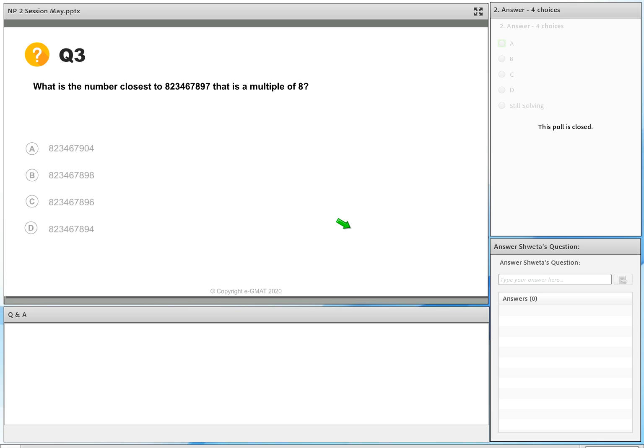All right, here we go. So 97% of you marked option C, which is the correct answer. I'm glad all of you people were marking C in the previous one also. Thankfully, luckily, the answer was the third option. So what is the number closest to this, which is a multiple of 8?